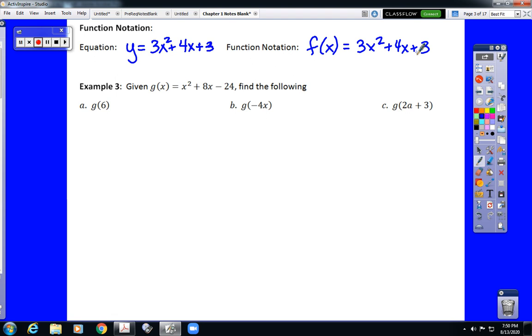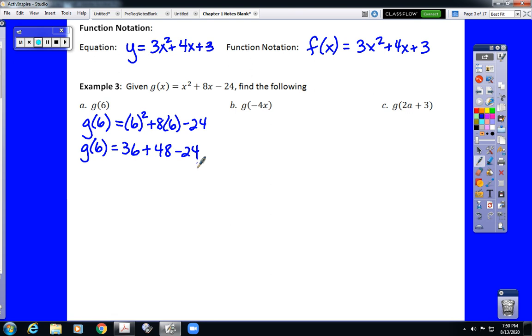So here we're going to work on plugging these values into g of x. If we want to find g of 6, what we are doing is replacing the x in g of x with that 6. So that'd be 6 squared plus 8 times 6 minus 24, which we would then reduce the entire right side of that expression, completely ignoring the 6 on the left. 6 squared is 36, 8 times 6 is 48, minus 24. So g of 6 would be, what is that, 60.